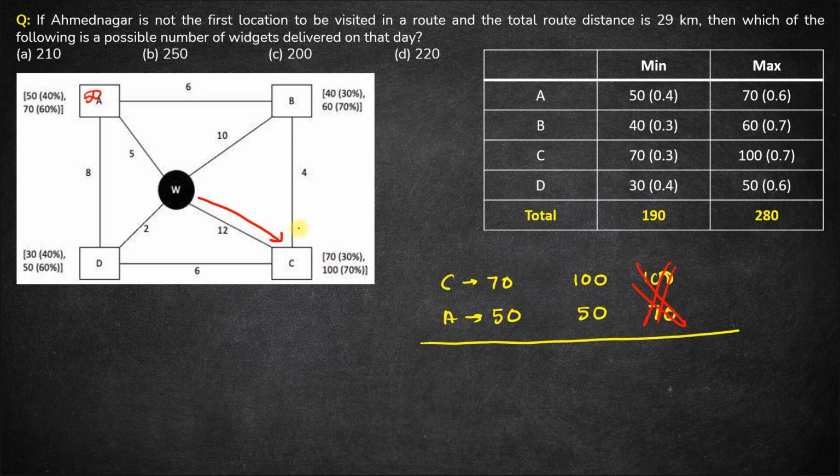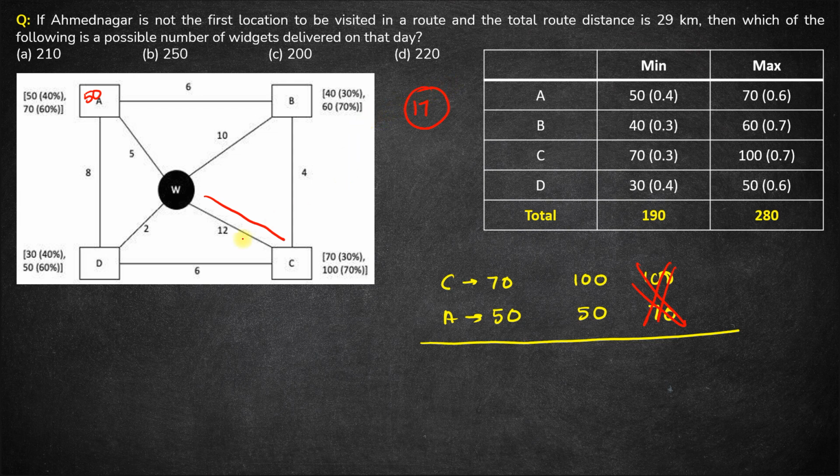Fine. Now from C, you cannot go to A. Either you can go to B or you can go to D and so on. So what is the possibility wherein you travel 29 kilometers? Let's see. You have traveled already 12 kilometers, so out of 29 you have traveled 12 kilometers. So you are left with 17 kilometers to be traveled. Now how can you travel 17 kilometers?